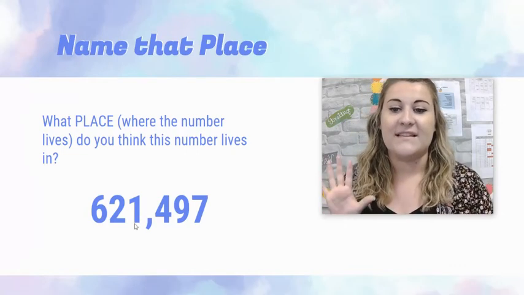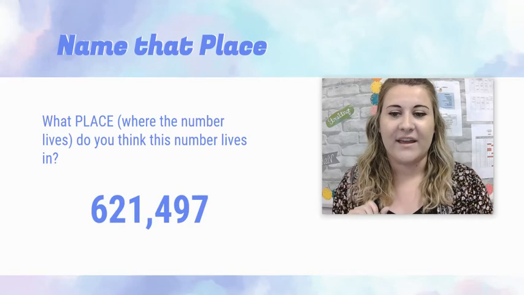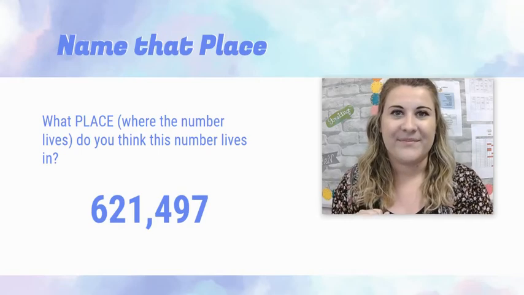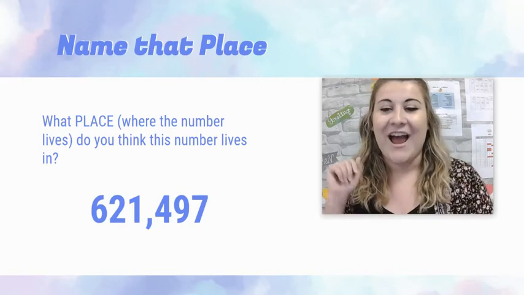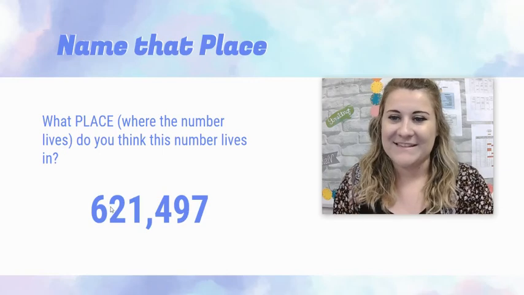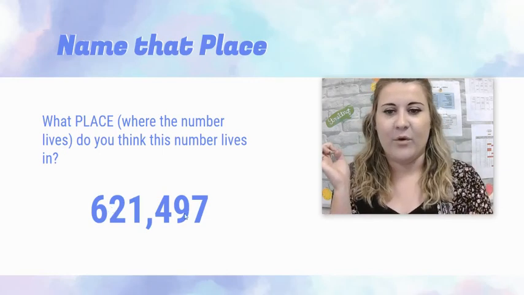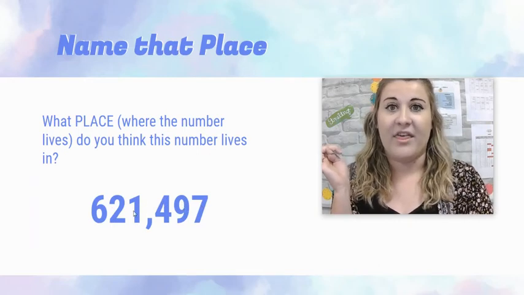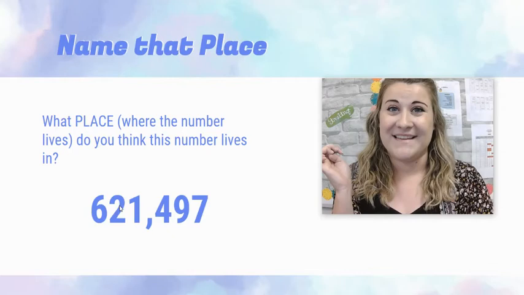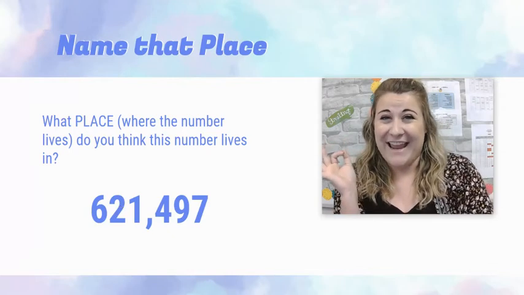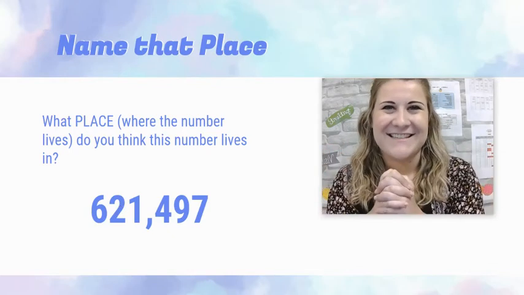So what is this 1? What place is this 1 living in? That's right, the thousands place. What place is the 2 living in? This is where it gets tricky. I want you to think about the pattern, though. We have ones, tens, hundreds. So then we have thousands, and the 2 is in the, did you get it? 10,000s. Yes, it's the 10,000s.